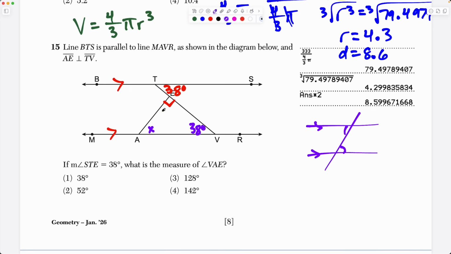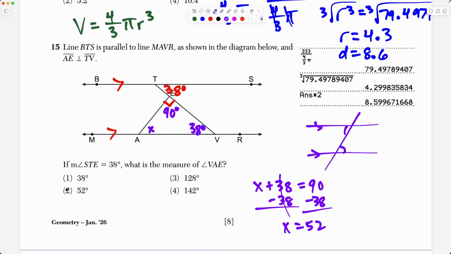So now we have enough information to solve for x, because we have this angle over here as a right angle. So that means it's 90 degrees. And then we have 38 and x. So what I could do is I could add all three and set that sum equal to 180. Or I could say the sum of these two angles, x and 38, are going to make 90. And then just subtract 38 on both sides. And this is going to give us x is equal to 52. Okay, so 52 degrees, choice 2 would be our answer.